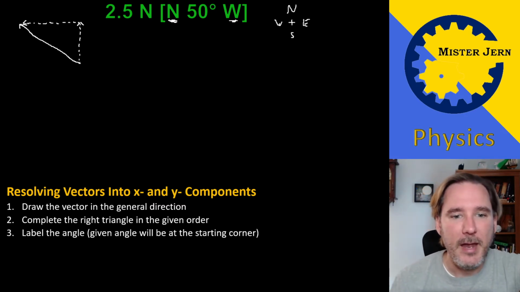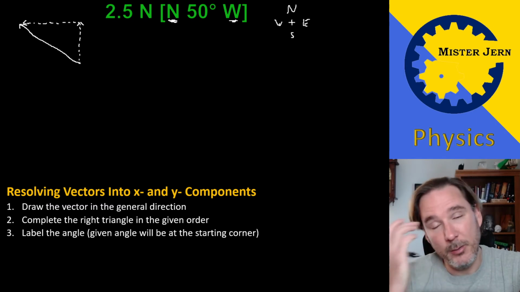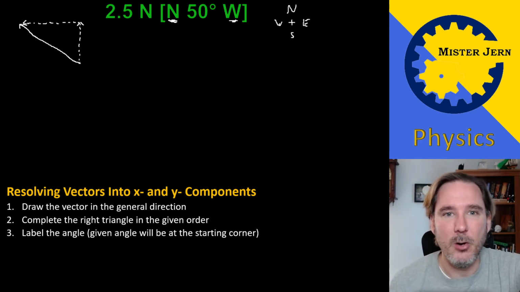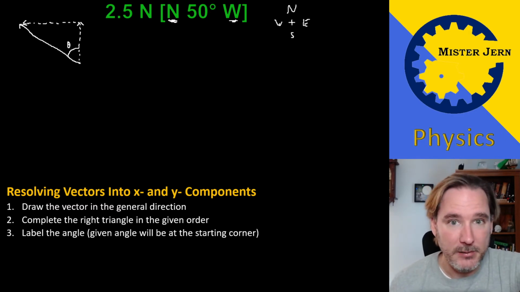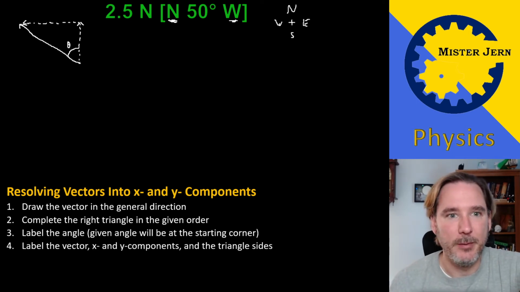Third, we're going to label the angle. The angle is going to be given, it's going to be where you started from. This is why it's important that you go in the given order. So you know that this right here is going to be our theta. This is going to be our angle, okay? And you know that because you went north and then west. If you didn't go north and west, it would have been the other corner. But we're just going to stick with the angle there.